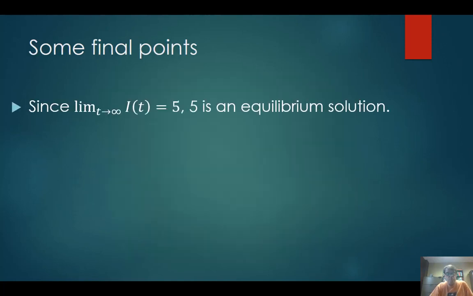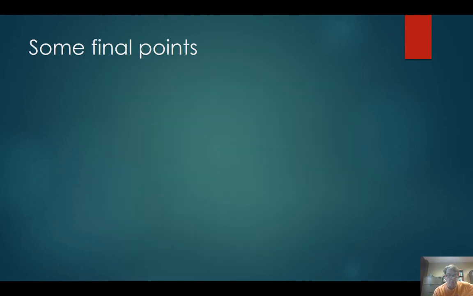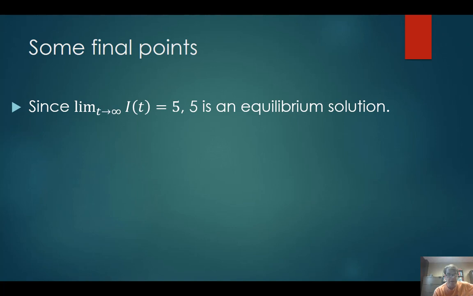So, final points. As I just said, since the limit as t approaches infinity of the current is 5 amps, then 5 is an equilibrium solution to this. Remember, equilibrium solutions are from the previous video. That's where it equals 0. And you can see it equals 0, right? If we go back to the equation, if I equals 5, then there's no change. So if I equals 5, then this equals 60, which means this has to equal 0 for it to work, which means it has to stop changing. And so the change in current per time goes to 0 at 5. 5 is an equilibrium solution.